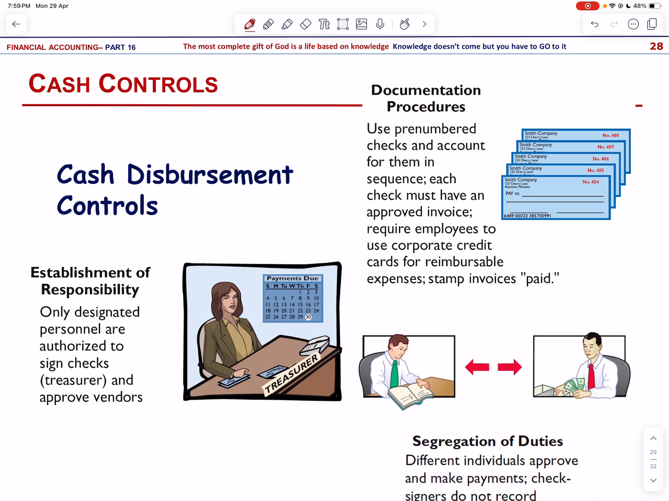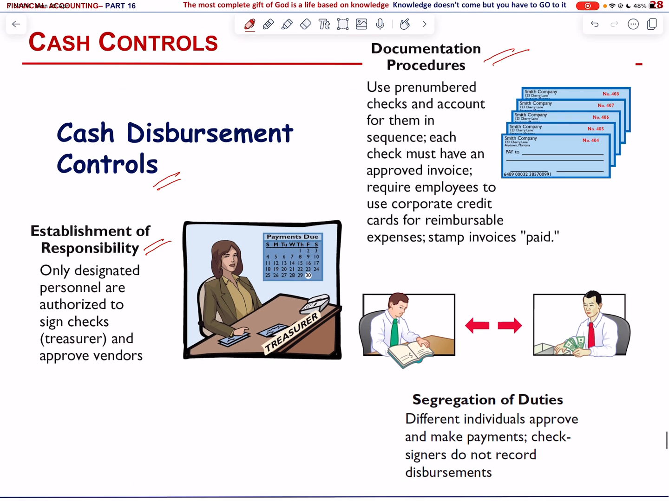Cash disbursement controls are crucial, and here is how they work. Responsibility, that is, assign specific individuals to handle cash disbursements, ensuring accountability and reducing unauthorized transactions. Documentation, that is, implement detailed procedures for recording all disbursements, aiding transparency, audits, and error prevention. Then segregation of duties, that is, divide responsibilities to prevent one person from controlling the whole process, reducing fraud risk. Following these principles strengthens controls, safeguarding against financial losses or misuse.